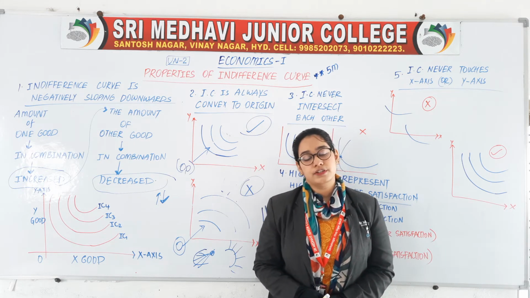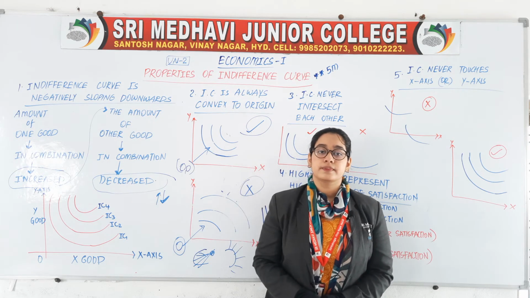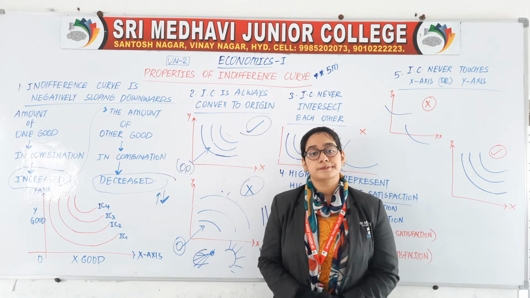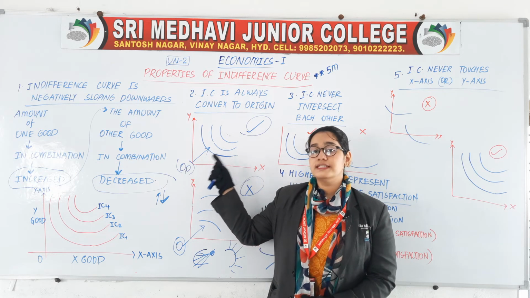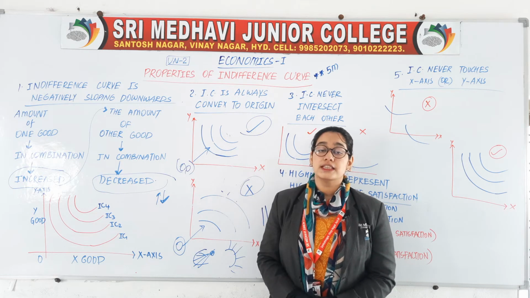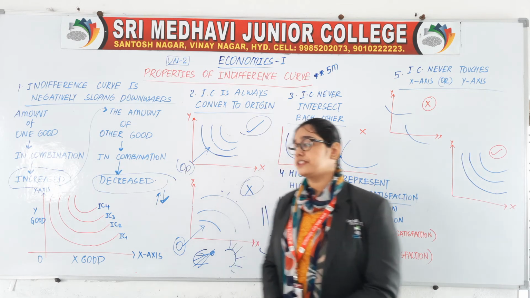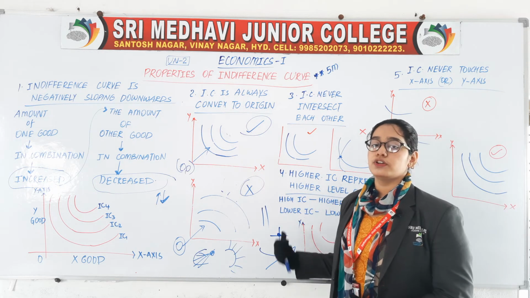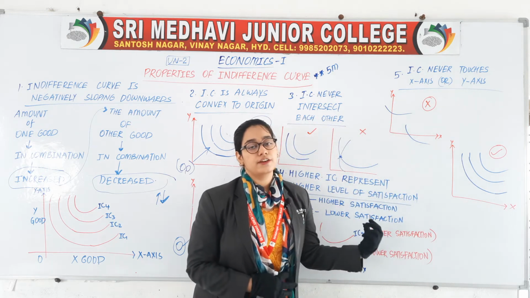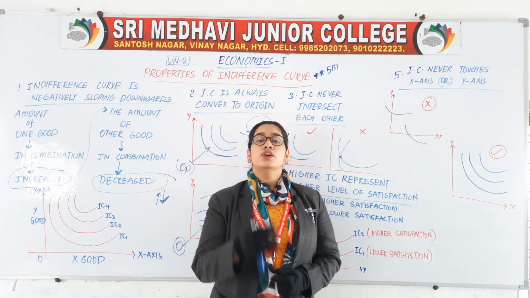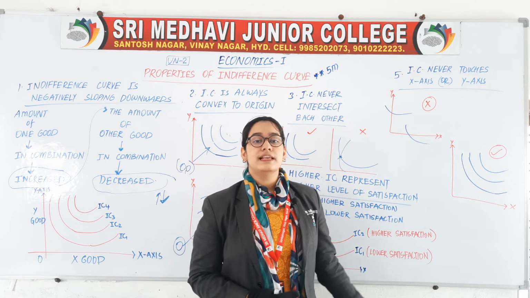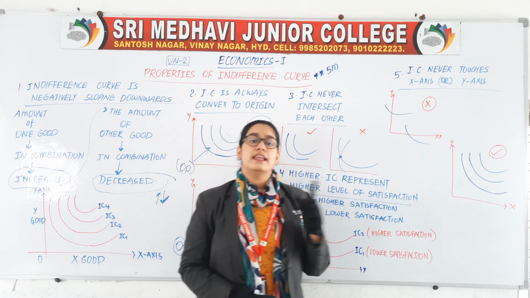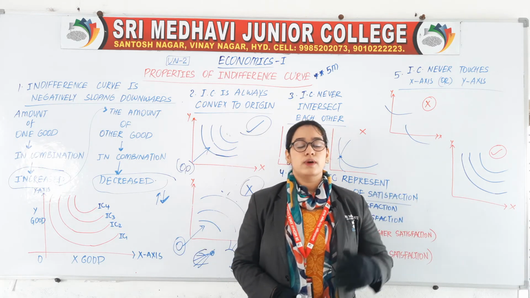Properties of indifference curve. First property, it is negatively sloping downwards. Second property, the indifference curve is always convex to the origin. Third property, indifference curves never intersect each other. Fourth point, the higher the indifference curve, the higher the level of satisfaction. The lower the indifference curve, the lower the level of satisfaction. Last and final point, the indifference curve never touches the x-axis or y-axis.